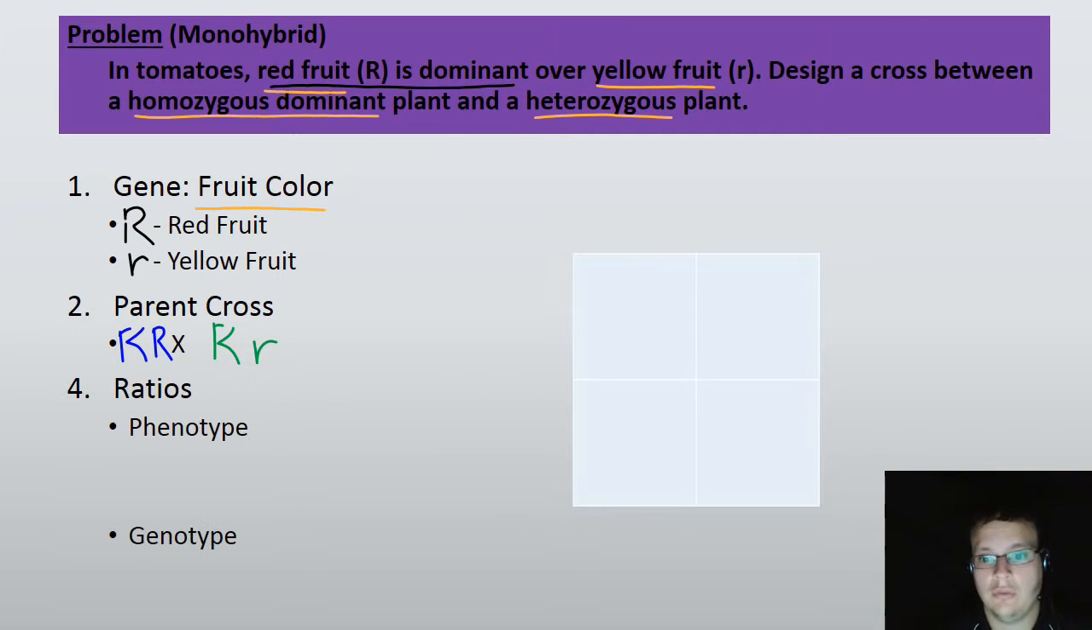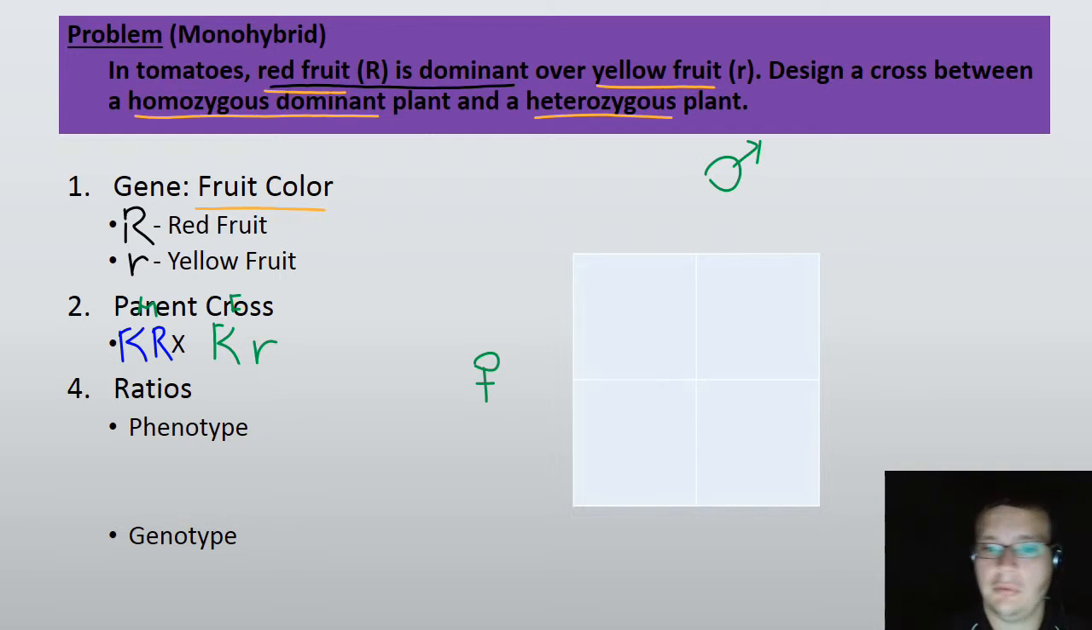Once we've done that, we do the Punnett square, and then we're able to figure out the ratios. So when you do a Punnett square, the males usually go on top, and then the female is down the side. And it's usually the same way that you write it over here on the parent cross. This would be male, and then this would be female. But as long as you're consistent throughout, it doesn't matter.